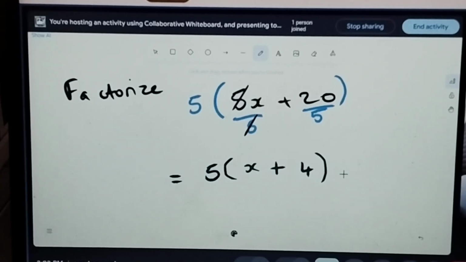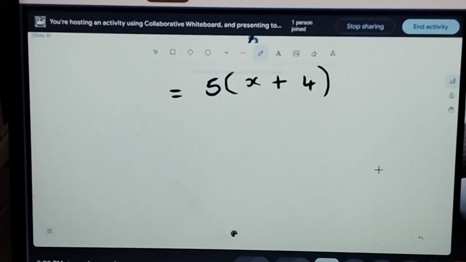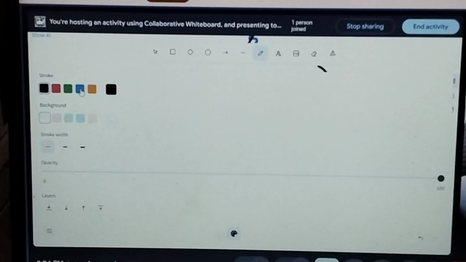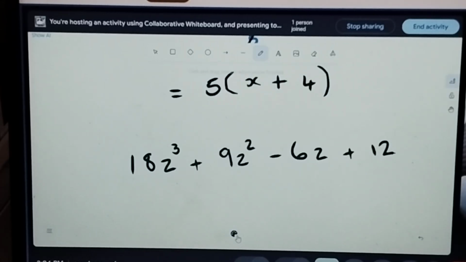And don't let them scare you by making it longer, because it's still exactly the same thing. So even if they give you a whole bunch of terms, like if they said something like 18z to the power 3 plus 9z to the power 2 plus 6z plus 12, let's just say. And then they say factorize that. So even if they give you something that looks scary, it's not scary, it's the same thing, they've just made it longer. So again, I've got to look for a common factor, something that goes into 18.